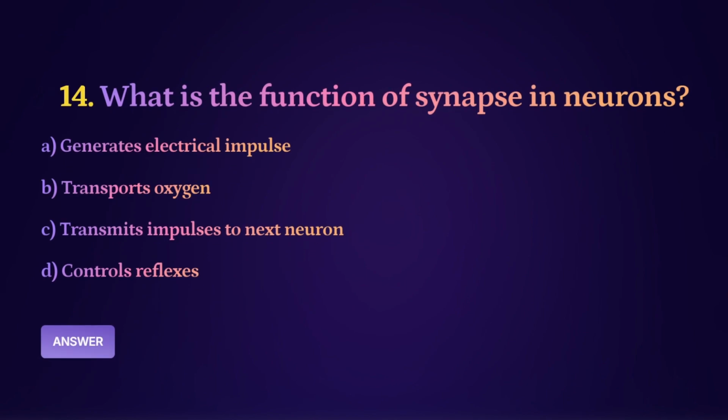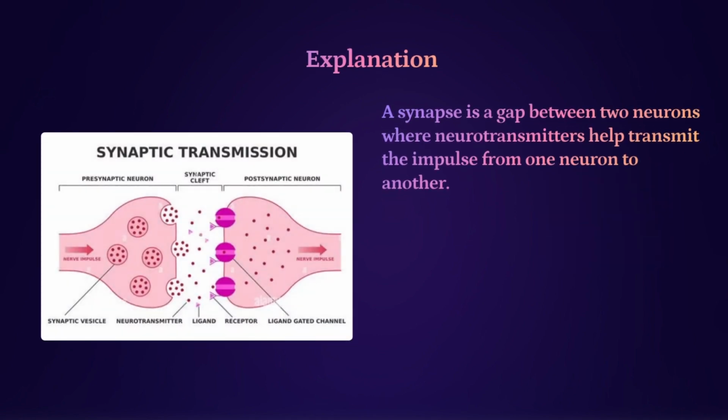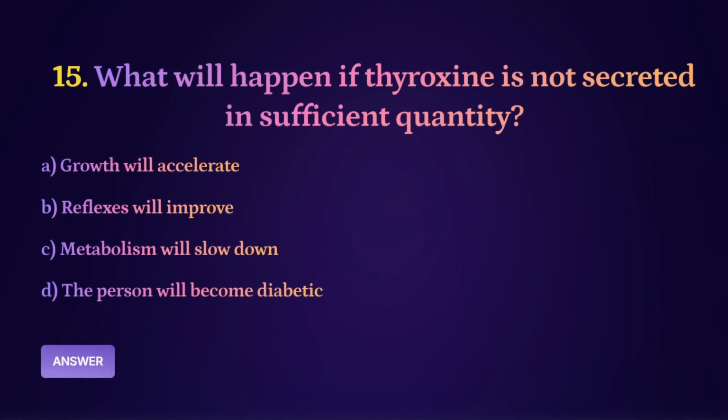Next question. What is the function of synapse in neurons? Is it A, generates electrical impulses? Is it B, it transports oxygen? Is it option C, it transmits impulses to the next neuron? Or is it option D, it controls reflexes? The correct answer is option C, that it transmits the impulses to next neuron. What is a synapse? It's a gap between two neurons where neurotransmitters help transmit the impulse from one neuron to the other neuron.